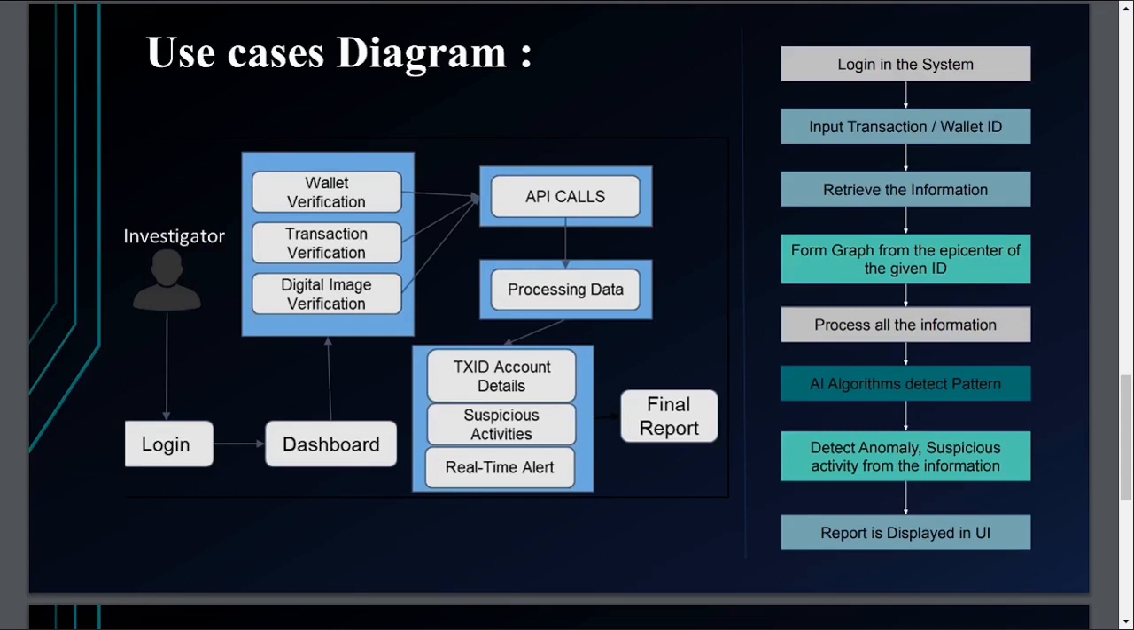The complete flow of our application is: log into our system, and the investigator gives the input as transaction ID or wallet ID. The data is retrieved from the respective blockchain. From the wallet ID or the transaction ID as epicenter, we form a graph structure and then we retrieve all the related information from the blockchain. Processing all the data we retrieved, an AI algorithm will detect anomaly patterns or any other suspicious activity in the data. The final report will be visualized and displayed in a user interface.